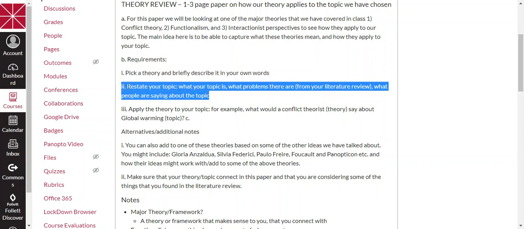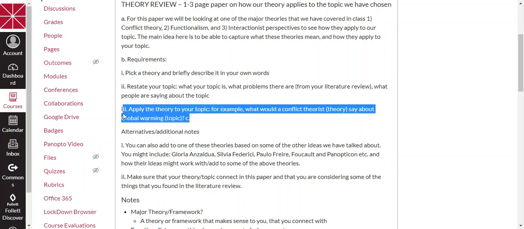The second part, restate your topic. So basically what topic you've been looking at. For instance, if you're looking at homelessness, the problem of homelessness in the community, you might say something like, my topic has been homelessness, and I'm going to use conflict theory to take a look at the problem. Conflict theory is useful because it looks at power dynamics in our society, and we might be able to see how the poor and marginalized are left without homes and the health care system, for example.